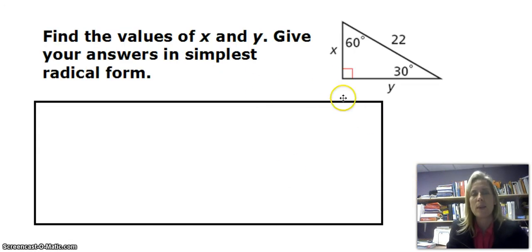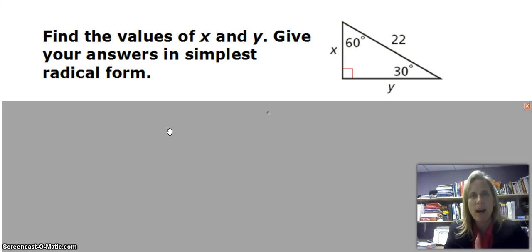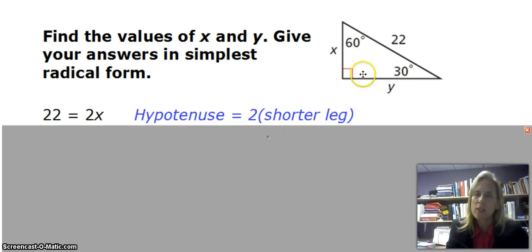Okay, so let's use what we know about the 30, 60, 90 in this example. Pause the video and come on back. Okay, we've been given the hypotenuse length. So we know that the hypotenuse equals 2 times the shortest leg. Which variable represents the shortest leg? X. So we could say that 22 equals 2 x's, right?